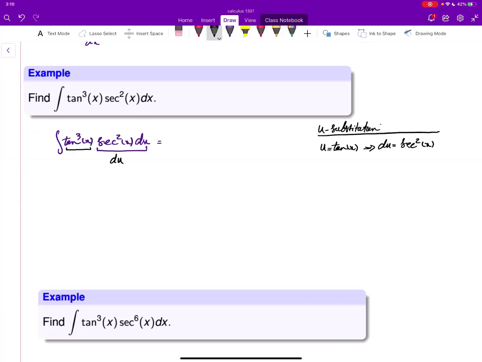Well, this is tan to the power 3. This is just u to the power 3. So we can easily transfer our x integral to a u integral. And that will give us u to the power 4 over 4 plus c. Well, we are not done because we have to plug back the original function tan x into u. So this will be 1 over 4 tan to the power 4 x plus c.